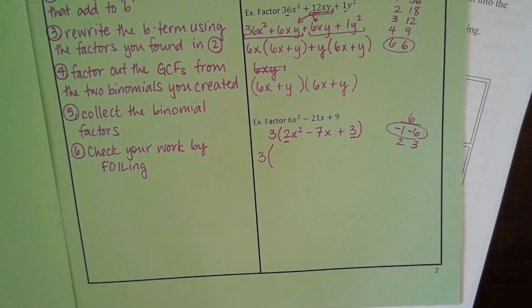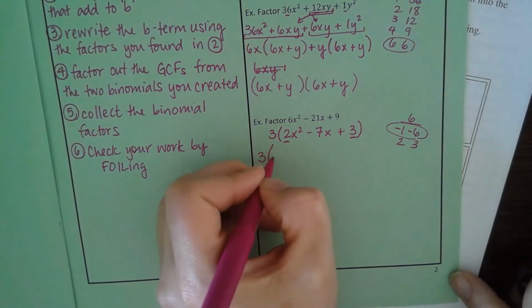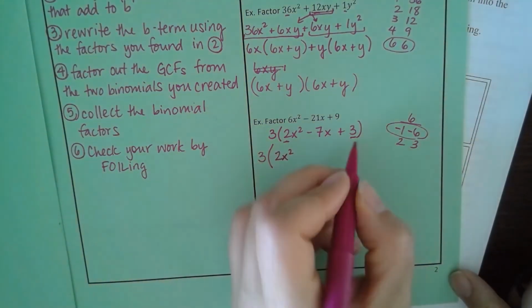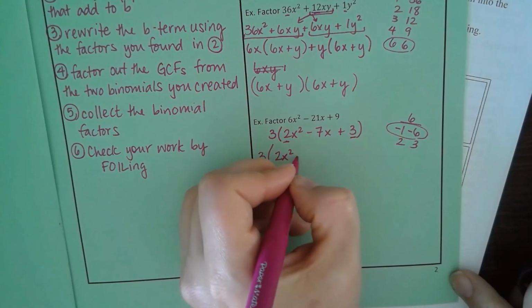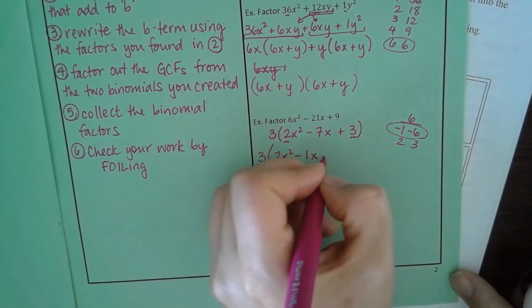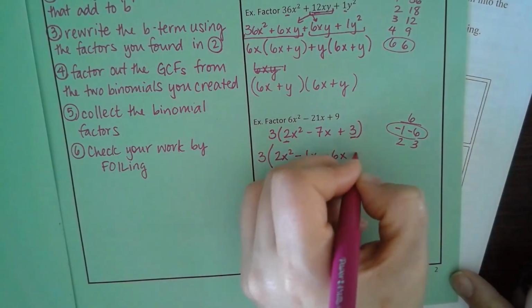It's already factored out. We don't need to do anything more with it except carry its value down with us with each step. All right, so we've got 2x squared, and instead of writing minus 7x, we're going to write minus 1x minus 6x plus 3.